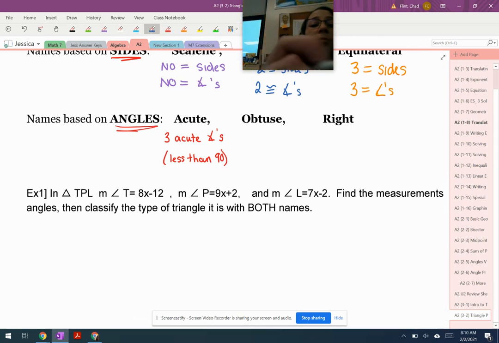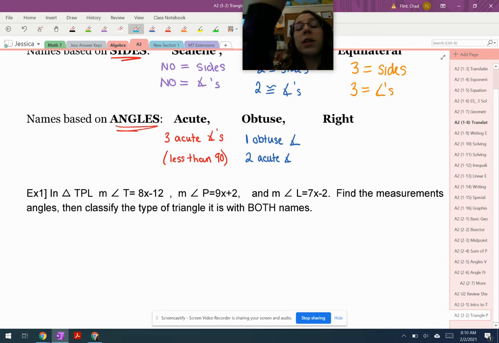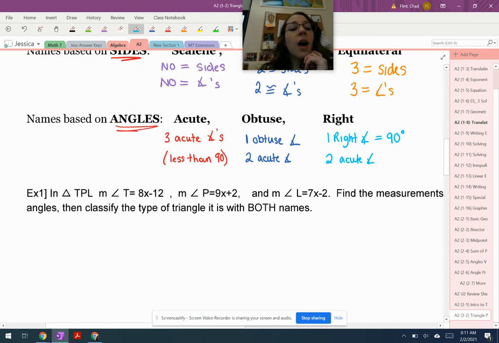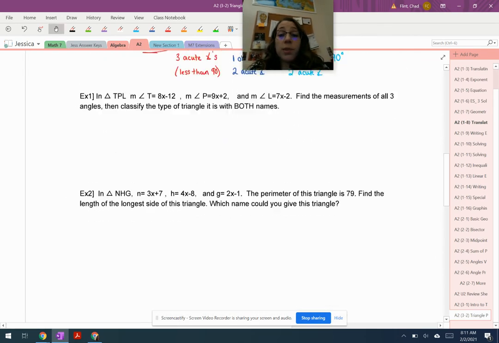When we're talking about an obtuse triangle, that means that there is one obtuse angle and usually two acute angles. And a right triangle simply means that there is just one right angle, one angle that is equal to 90 degrees, meaning that the other two would be acute angles. So those are the names that we talked about in the last lesson. We're going to use those to look at some examples moving forward.